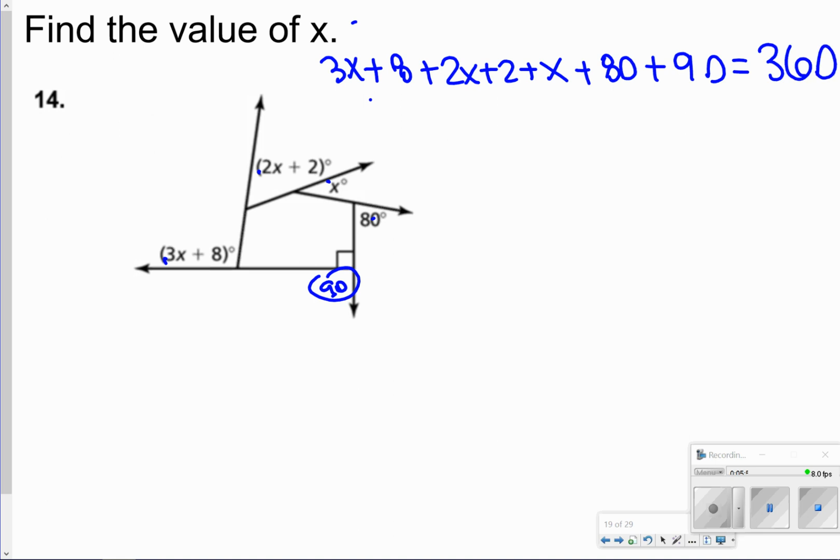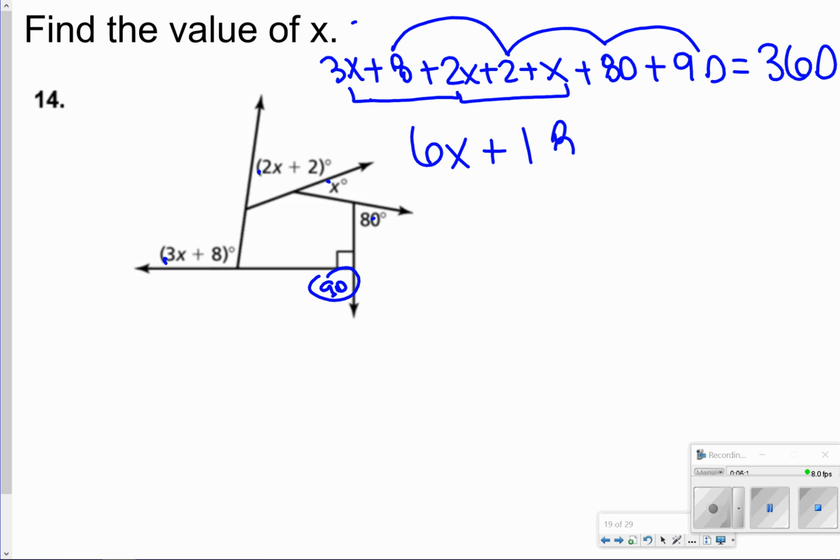First thing I'm going to do is combine like terms. 3x, 2x, and x. That's going to give me 6x. And then 8 plus 2 I know is 10, plus another 80 is 90, plus another 90 is 180. And that's all equal to 360. So I just combine my like terms, and now I'm going to solve for x.